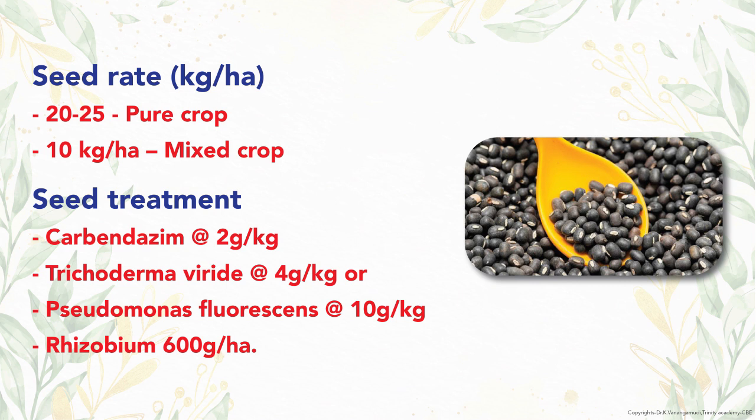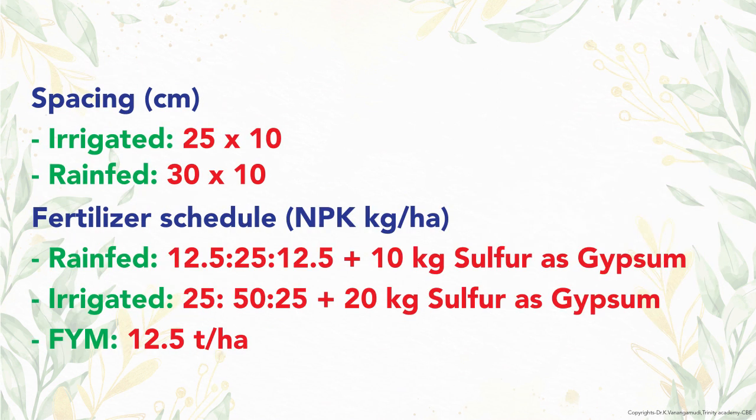Also treated with biocontrol agents like Trichoderma viride at 4 gram per kilogram of seed, as well as Pseudomonas fluorescens at 10 gram per kilogram of seed. Also inoculated with Rhizobium, symbiotic nitrogen fixation bacteria, at the rate of 600 grams for 1 kilogram of seed. The optimum spacing for black gram is 25 by 10 centimeter for rain fed crop, whereas for irrigated crop it is 30 by 10 centimeter.